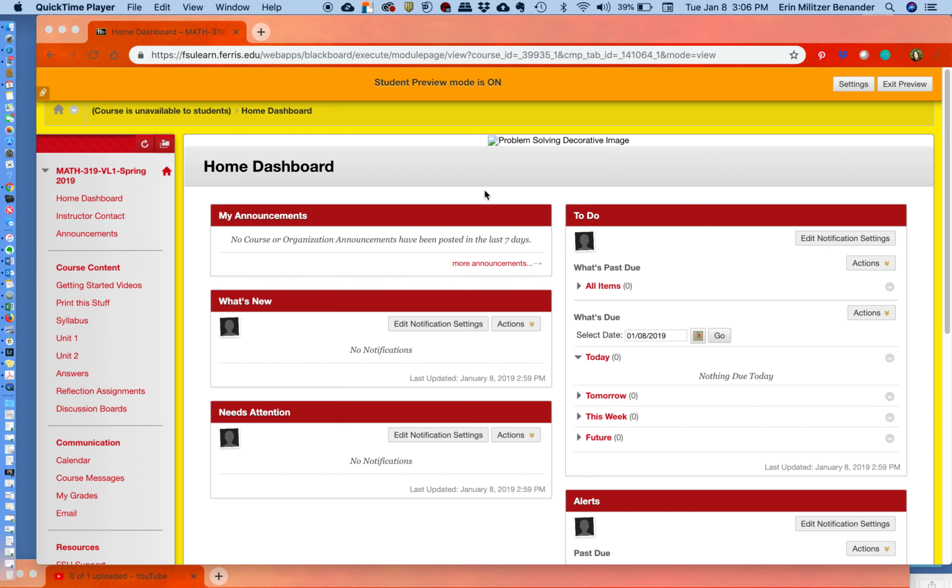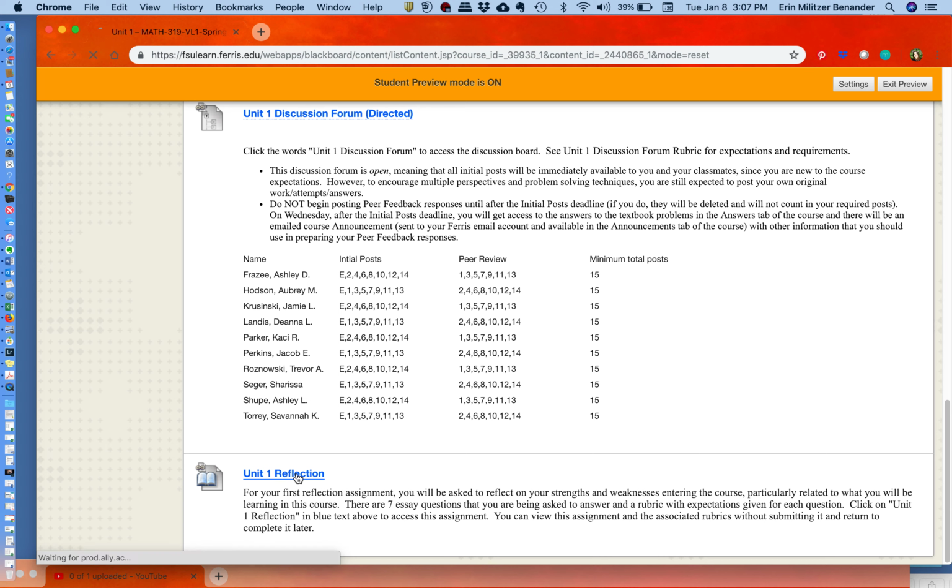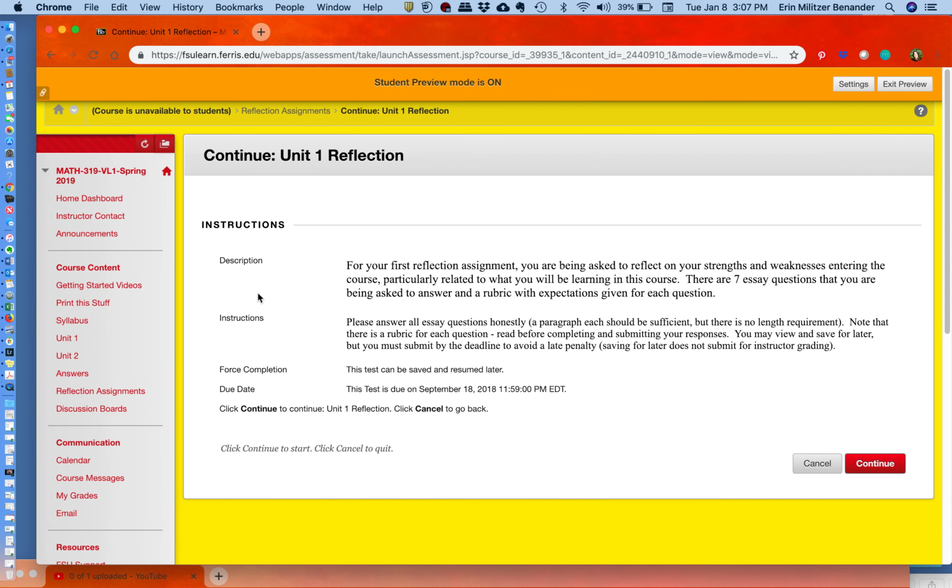A couple of things. I want to make sure you go over how you get your reflection assignments, how you see how they're graded, and how to approach them. So here I'm looking at the course content. The first way to get to the reflection is through the unit folder, Unit 1 reflection. A couple of things real quick before we get started.